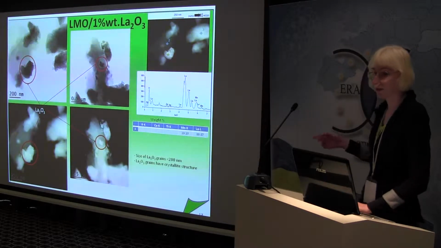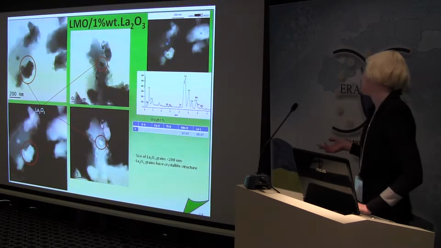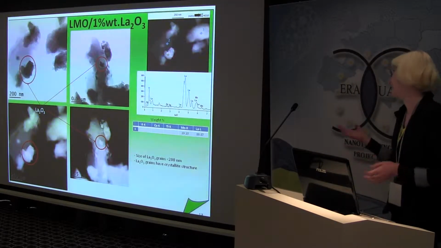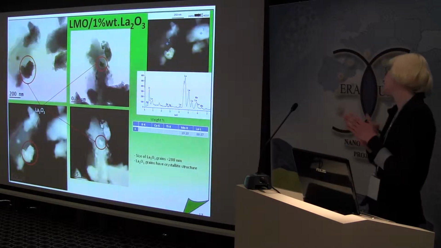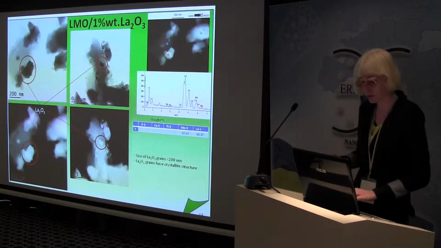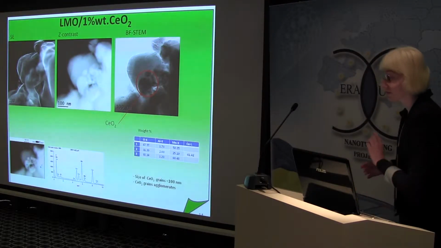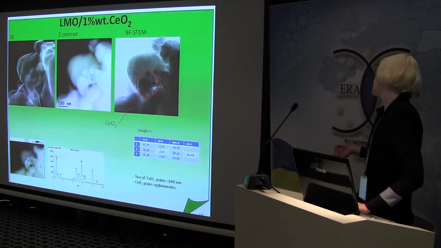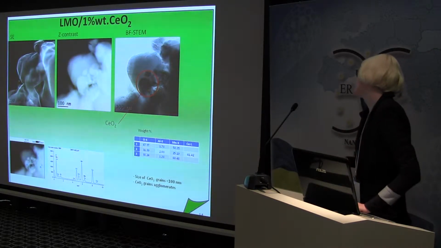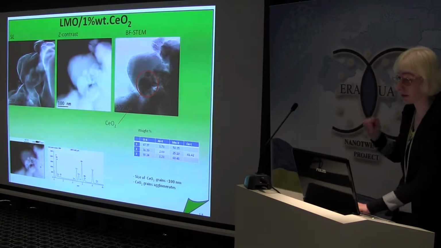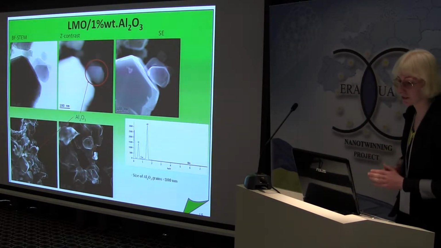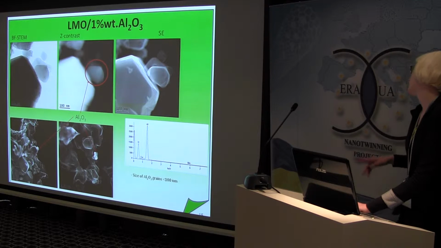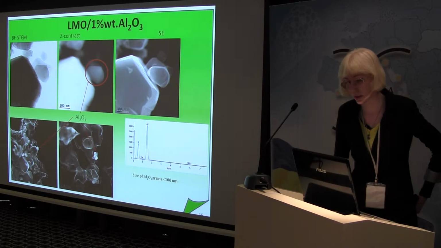Next oxide is lanthanum oxide. We can see also this material, and the average size of these grains was about 100 nanometers, and these grains have crystallite structure. Cerium dioxide we also observe in our studies, and the size of these grains was about 100 nanometers, and these grains agglomerate. And the last, with aluminium oxide, you can see that the size of these grains was about 100 nanometers.